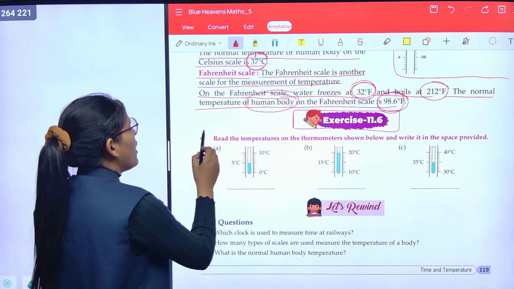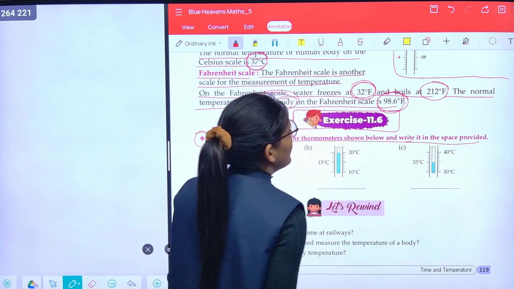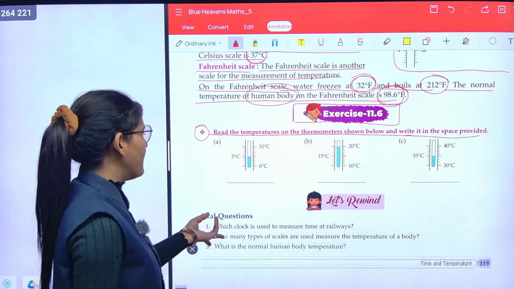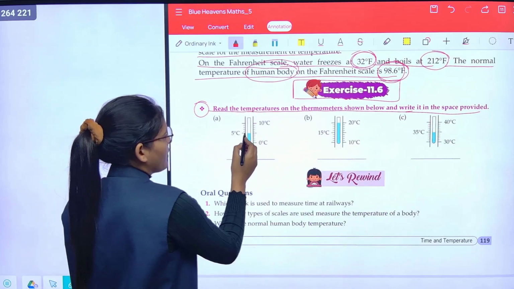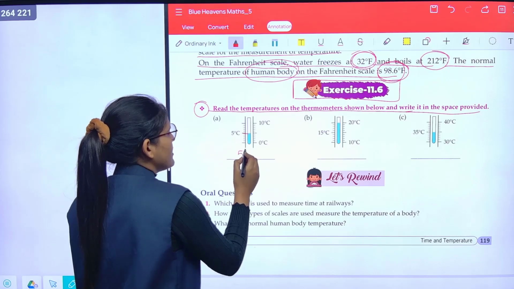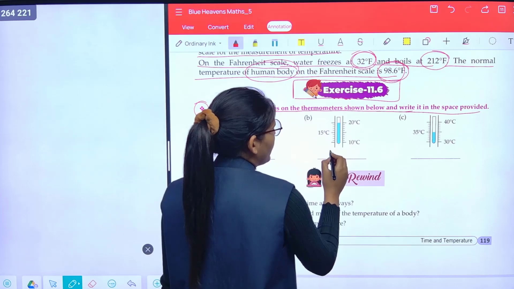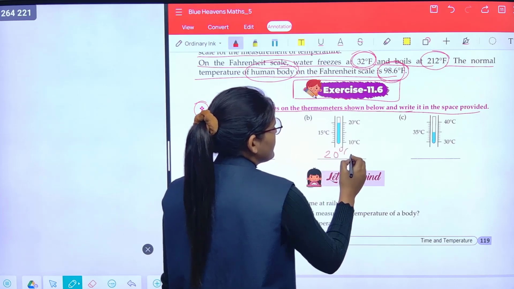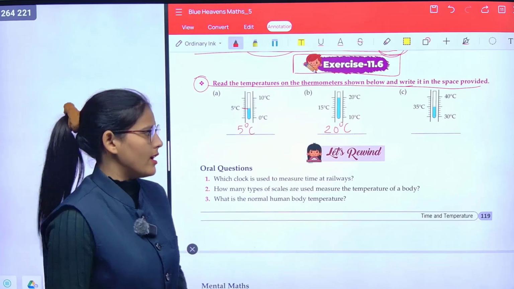Now class, come on, exercise 11.6. Understand? Read the temperature on the thermometer shown below and write it in the space provided. Class, see, 5 degree Celsius. Here 20 degree Celsius. Now class, rest of the part, do yourself.